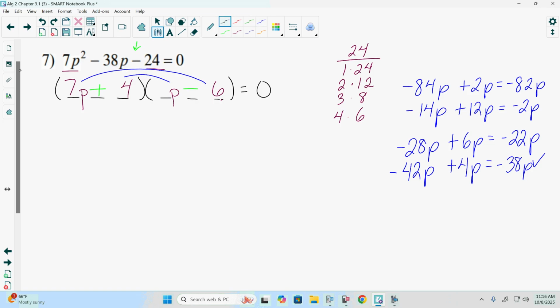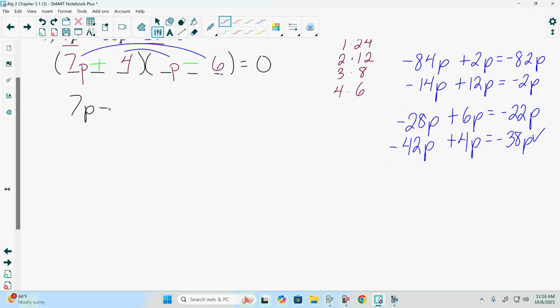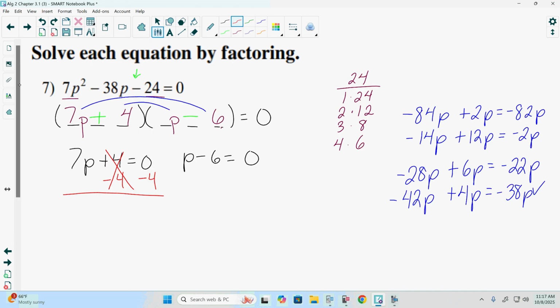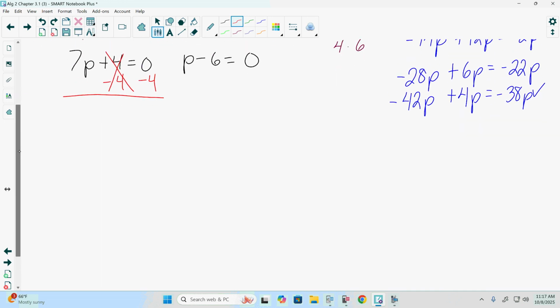And since it is, it tells us that these two being multiplied together to equal 0 means that either 7p plus 4 is 0 or p minus 6 is 0. I'll start with the 7p plus 4. If we're going to solve this here, the first thing that we'll do is subtract 4 from both sides, because 4 minus 4 will simplify out, leaving us with 7p on the left-hand side. 0 minus 4 is negative 4. Divide by 7 on both sides, telling us p is equal to negative 4 sevenths.